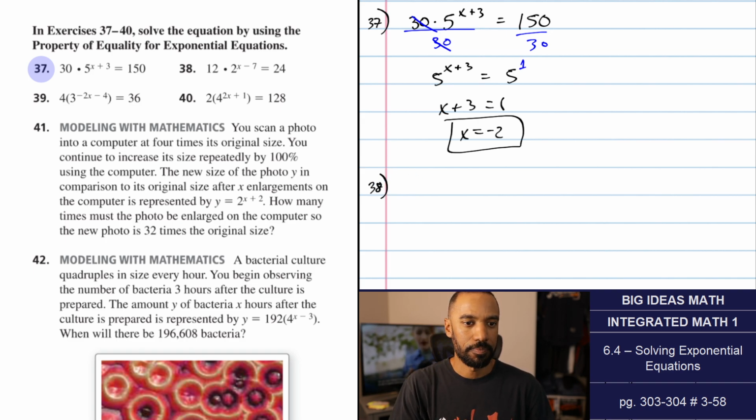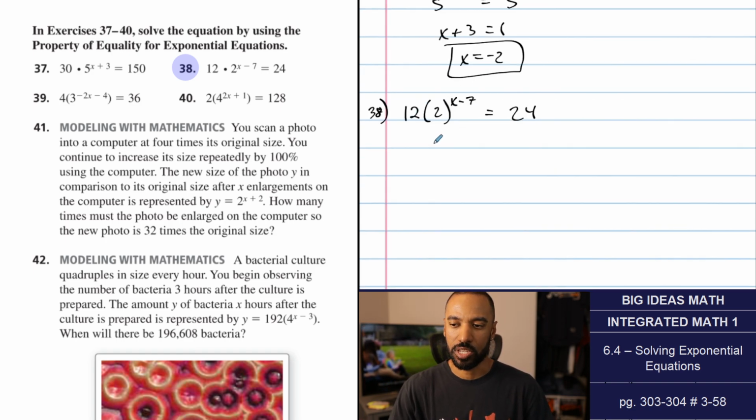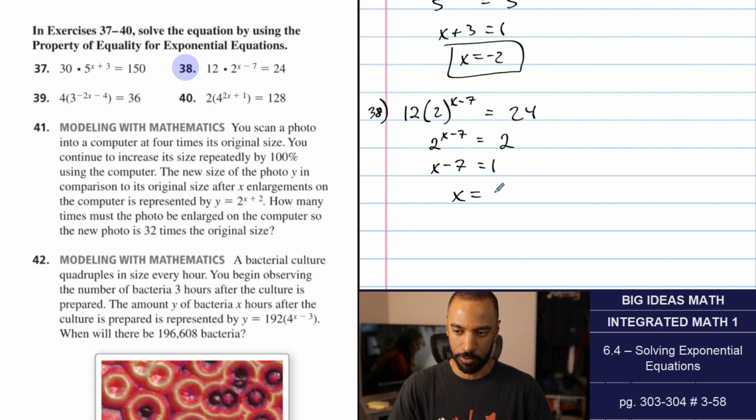Number 38, more of the same. On number 38, we have 12 times, now I kind of want to use parentheses here, times 2 to the x minus 7 equals 24. I like looking at it more that way. If I divide both sides by 12, now it'll say 2 to the x minus 7, no parentheses needed, equals 2. Matching bases, and once again, that is an exponent of 1. So that means x minus 7 equals 1. Therefore, x equals 8.